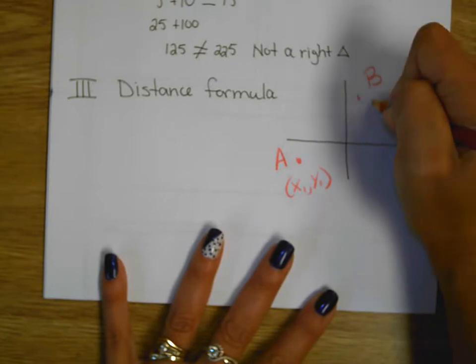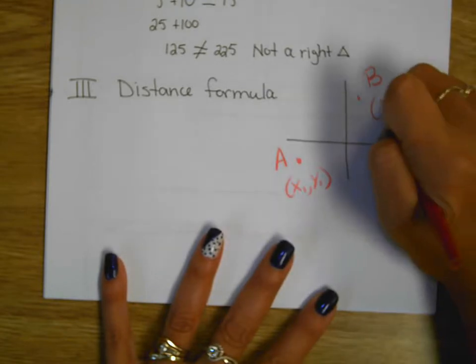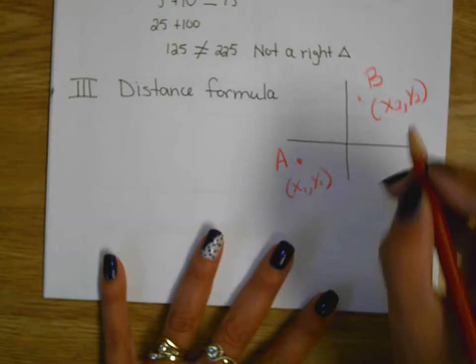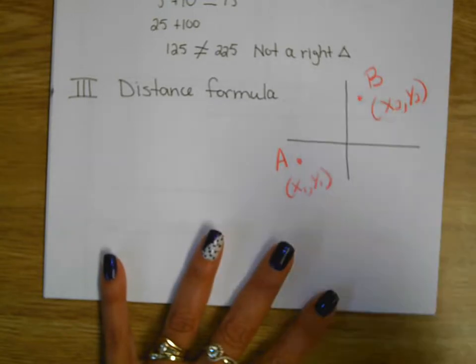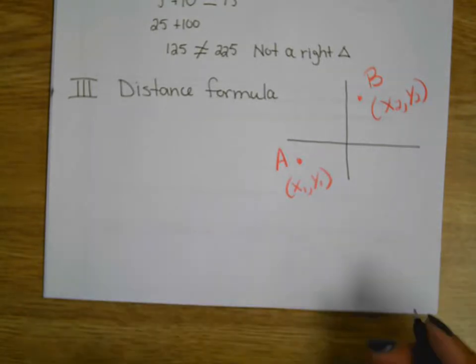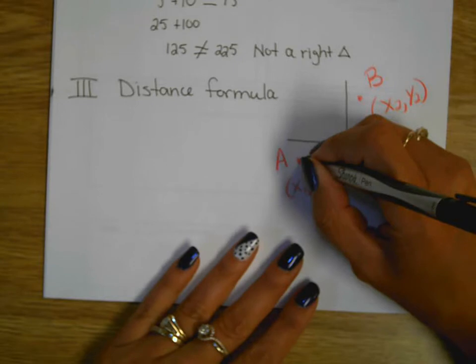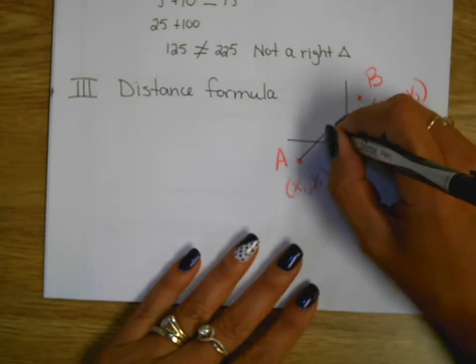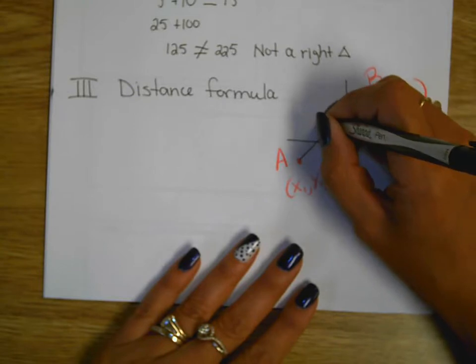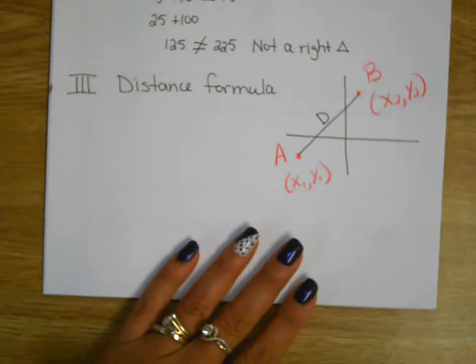It also has its own ordered pair, different from that one because it's in a different spot, x sub 2, y sub 2. You can use good old Pythagoras' theorem to help you get the distance formula, because we are looking for this distance right here. We're looking for that distance.